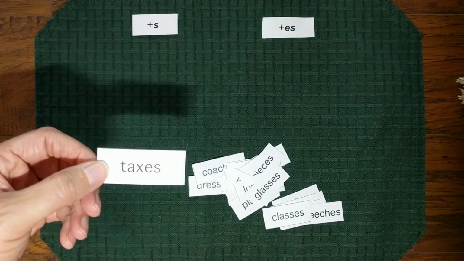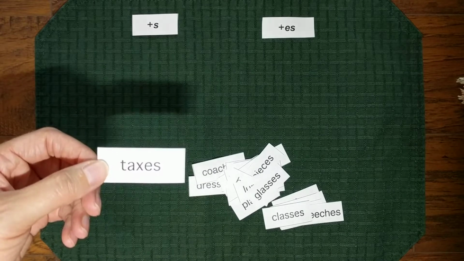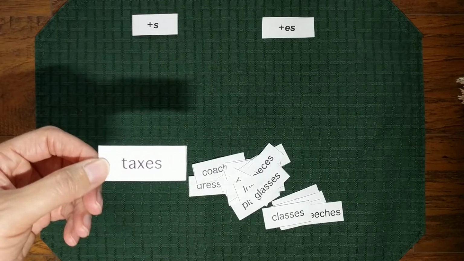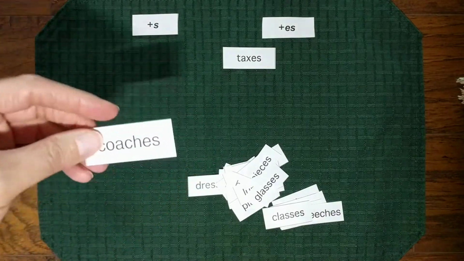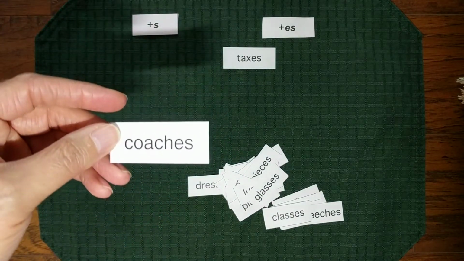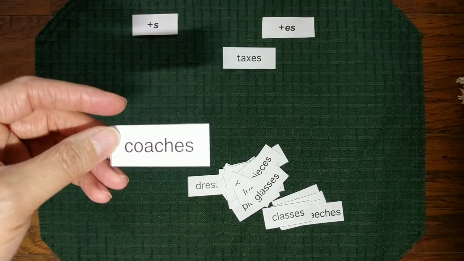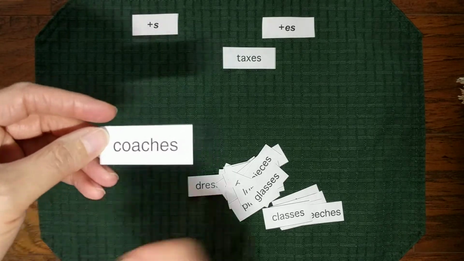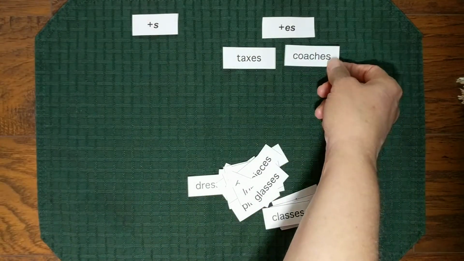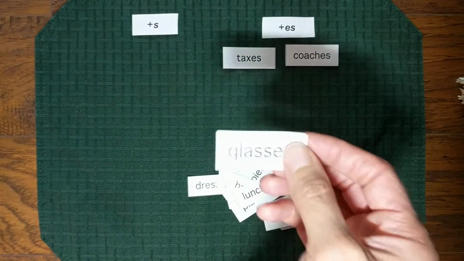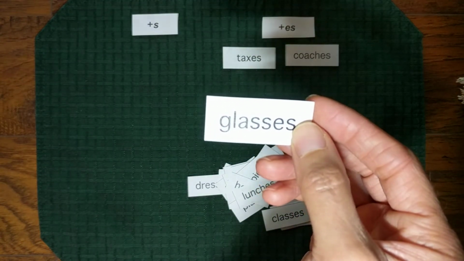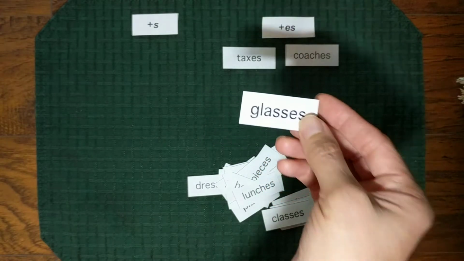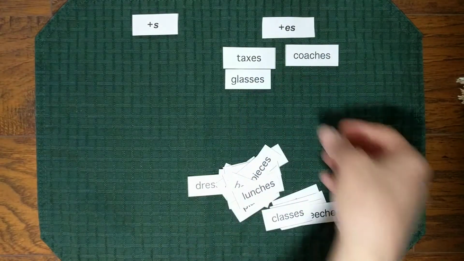This word is taxes. What is the base word on it? Tax. So they added ES. This word is coaches. What's the base word? Coach. They added ES to it, so it goes there. Take a look at this word. Glasses. What's the base word? Glass. So we add it to the ES.